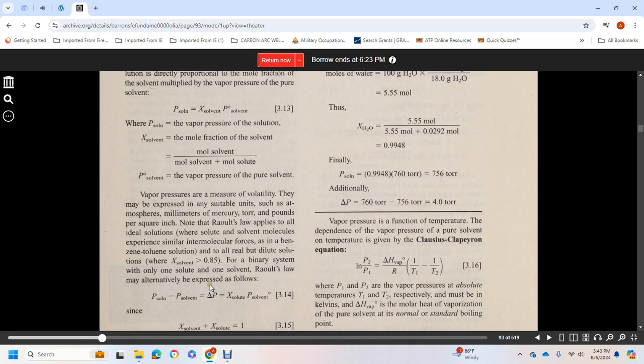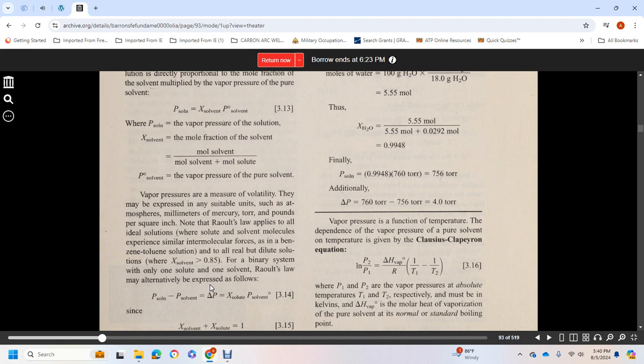The vapor pressure, a measure of volatility, may be expressed in suitable units such as atmospheres, millimeters of mercury, torr, or pounds per square inch. Note that Raoult's law applies to all ideal solutions, where solute and solvent molecules experience similar intermolecular forces, such as benzene-toluene solutions, and to all real dilute solutions where the solvent mole fraction, moles of solvent over moles of solvent plus moles of solute, is greater than 0.85.